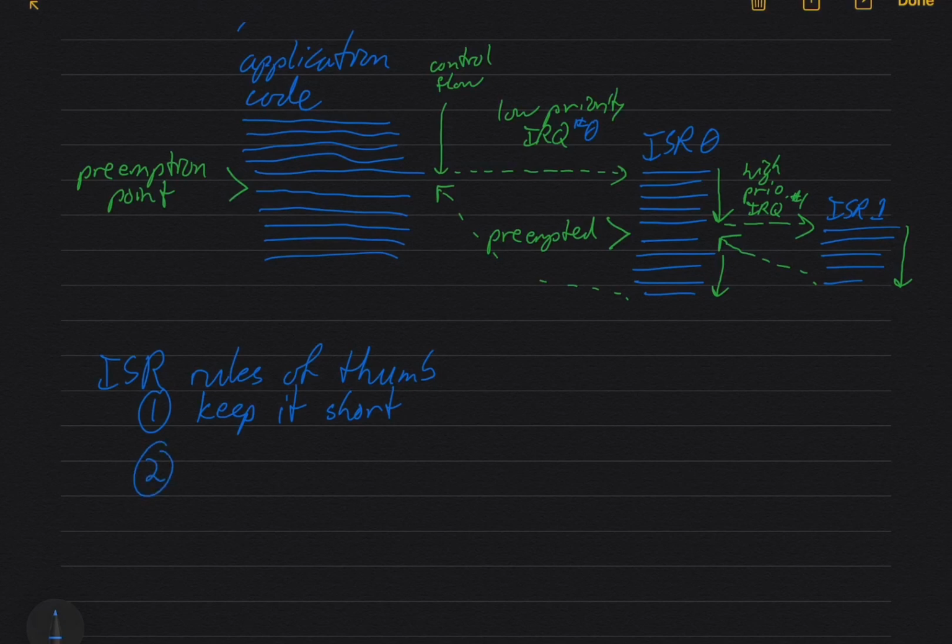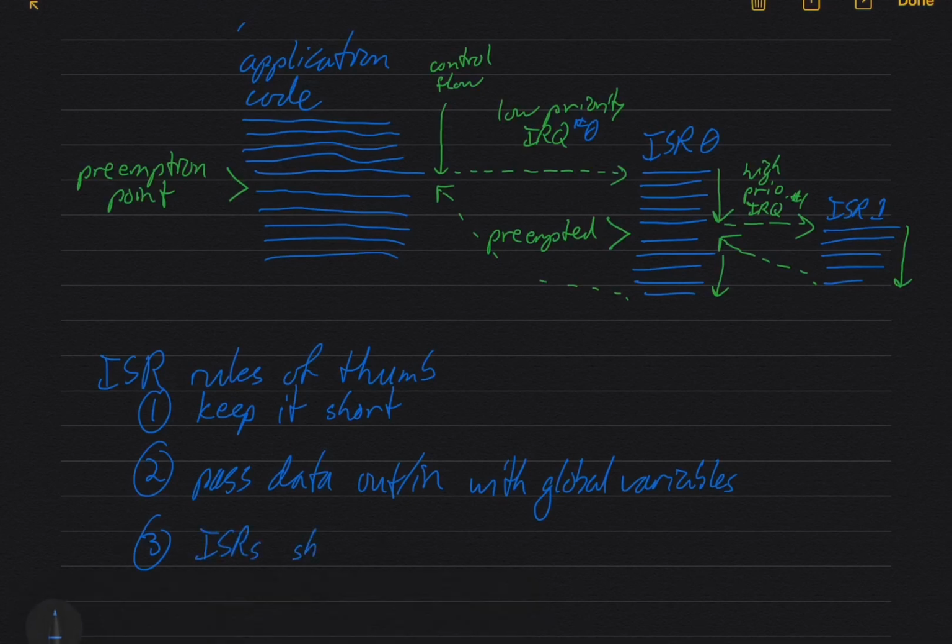Number two is pass data out or read it in with global variables. And that would include things like OS message queues and stuff like that. Okay, and number three is ISRs should only call reentrant functions. If a function is not reentrant, it shouldn't call it.